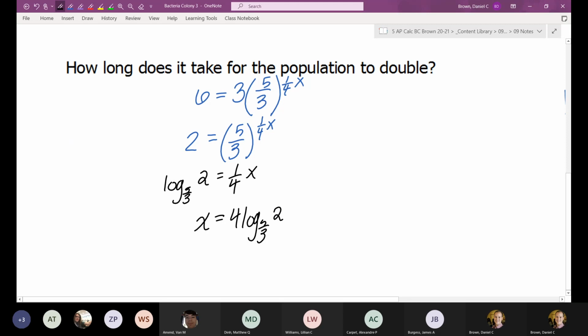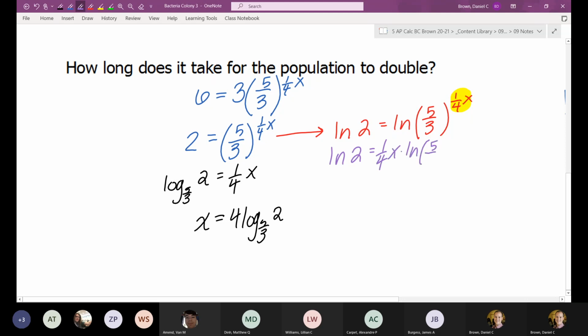The other way to solve it, some people don't like doing a log base 5/3. Another way to do it is you can still just take the natural log of both sides. You can always take the natural log of both sides. And how that is useful: if you take the natural log of both sides, that 1/4 of x is in the exponent. What can you do with exponents? Bring it down in front. So this becomes the natural log of 2 is equal to 1/4 of x times the natural log of 5/3. Multiply by 4, so we get x is equal to 4 natural log of 2 over the natural log of 5/3.